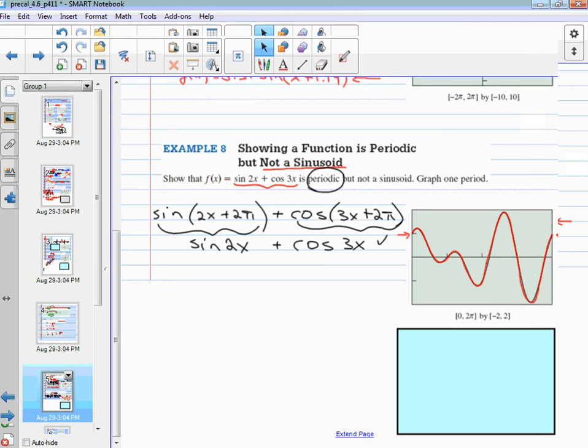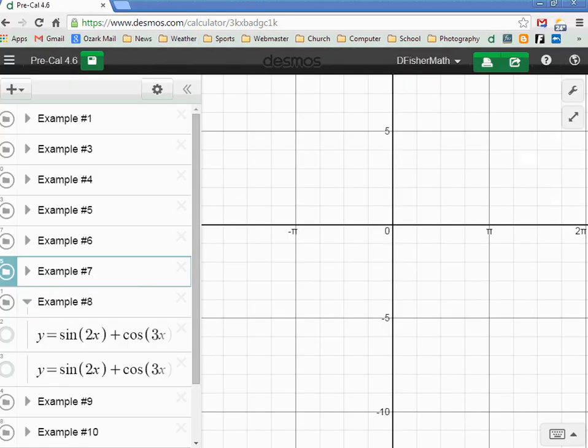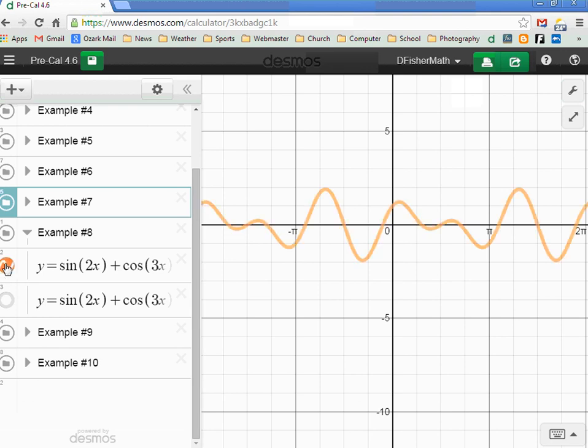Now I'm going to pull example 8 back over here so we can see more than just one period of it. So here is that same graph, and it's 0 to 2 pi on the right half side. If I change the color, can you tell that that's green and that's yellow? Notice that green and that yellow are exactly the same shape. They have just been repeated. So it's periodic. It's not a sinusoid, but it's periodic. And this is from the sum of two sinusoidal waves, a sine of 2x and a cosine of 3x.